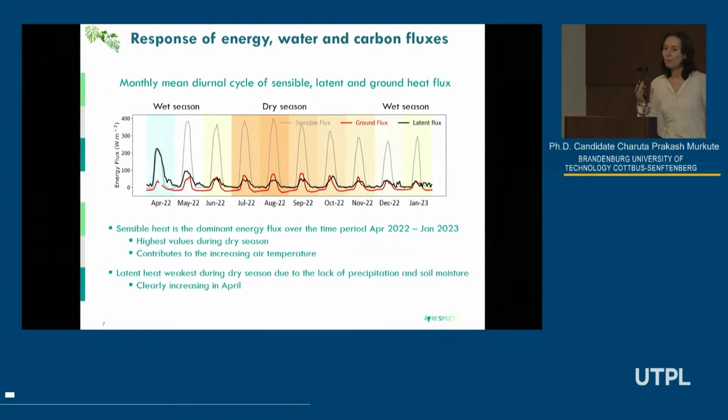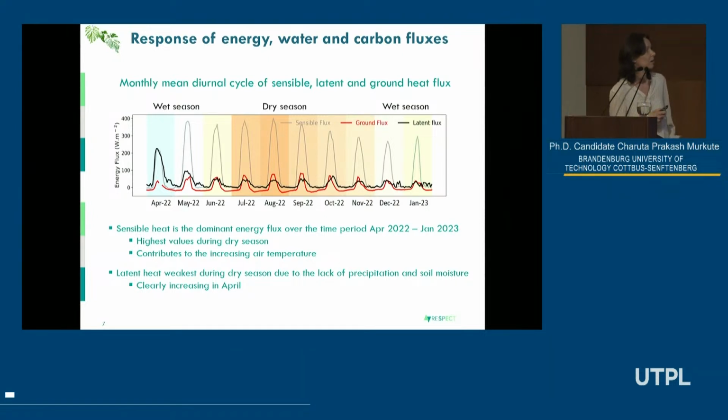Yeah, so to go into more detail, we take a look at the heat energy fluxes and the water and carbon fluxes along our time series. And here you can see the monthly mean diurnal cycle of sensible and latent heat flux. The sensible heat flux in gray, and the latent heat flux here in black. And we see the typical diurnal cycle month per month.